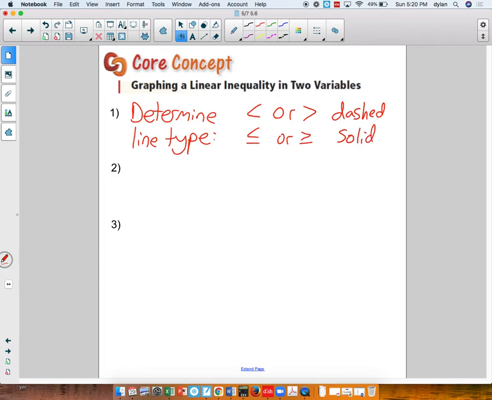If we have a less than or equal to or a greater than or equal to, we're going to use a solid line. So then step 2 is going to be that we're going to graph the inequality as though it was instead an equation. In other words, we're going to pretend like it's equal to for a second. Graph it using slope-intercept form or whichever form you would like. And then finally, we're going to shade as needed.